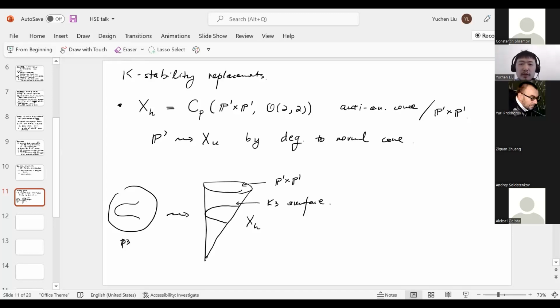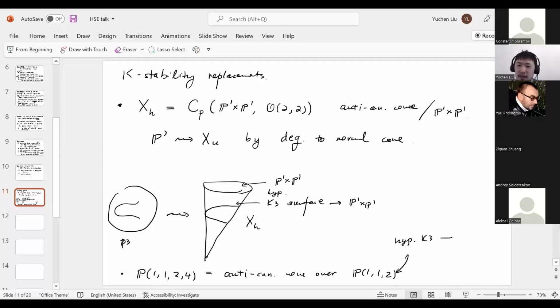The second one is similar. Let me just write at the bottom. The second one is this P(1,1,2,4). So this is again just the anti-canonical cone over P(1,1,2). This one will contain this 17-dimensional locus, codimension 2 locus, where your K3 surface... So here you see a hyperelliptic K3 surface that maps to P1 cross P1, and here you see all hyperelliptic K3 that maps to P(1,1,2).